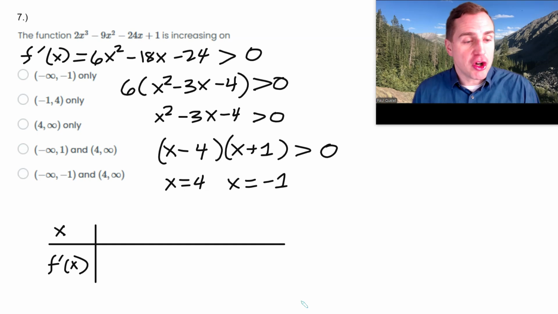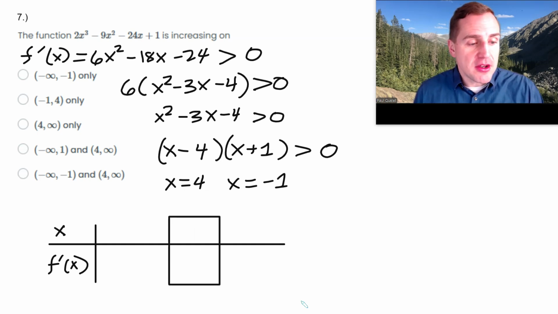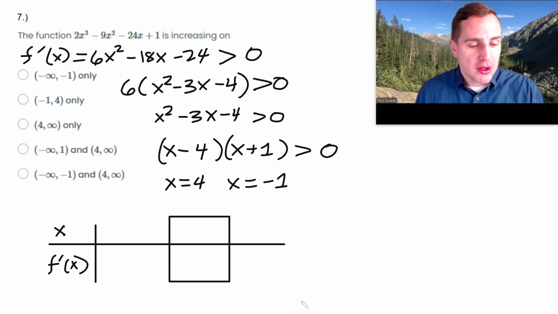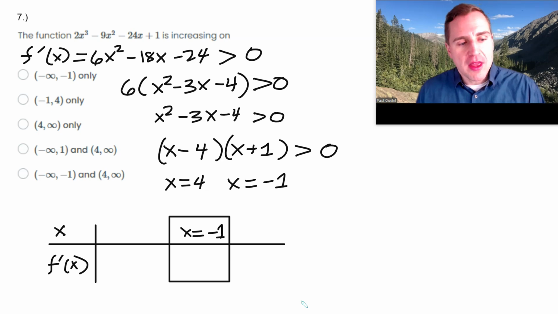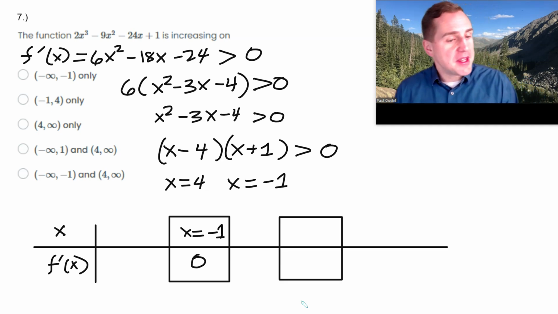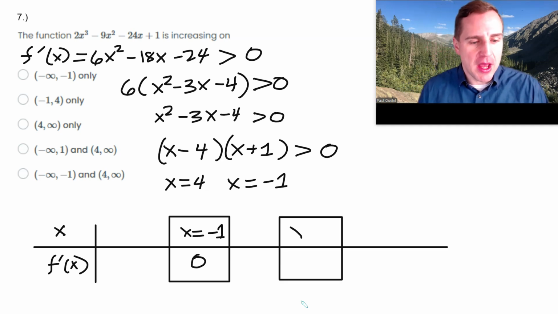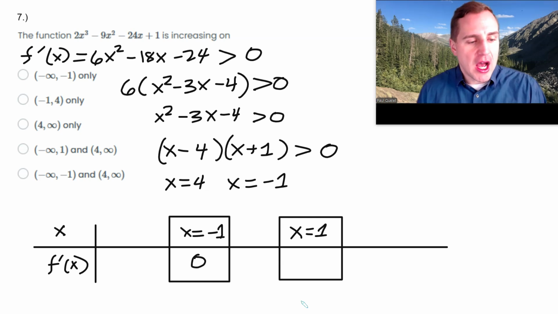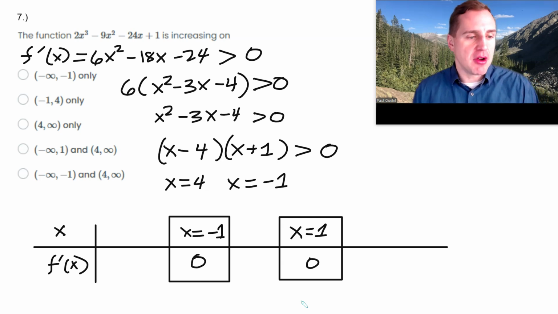As part of your sign chart, I recommend putting the numbers in numerical order. So I'll put x equal to negative 1 here. And I know that at x equals negative 1, this is exactly equal to 0. So the derivative is 0 there. Extending this line out a little further, let's do x equal to 4. I know the derivative is also still 0 there.